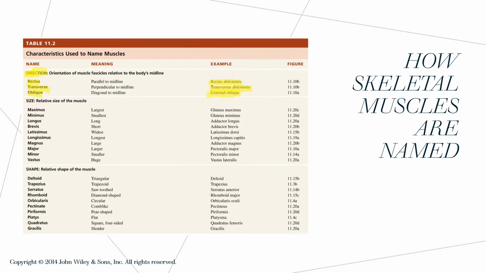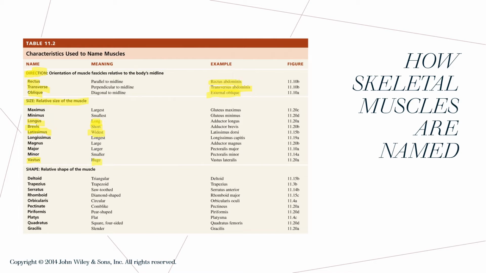Another characteristic that we can use would be size, and this is relative size to the muscle, maximus and minimus being the largest and smallest. Longus and brevis are interesting, so those are long and short. Latissimus is the widest. Magnus, major are both meaning larger, and vastus means huge or the largest.